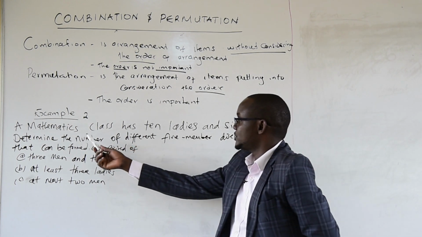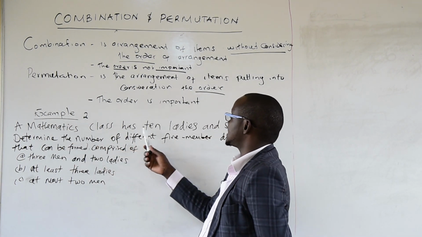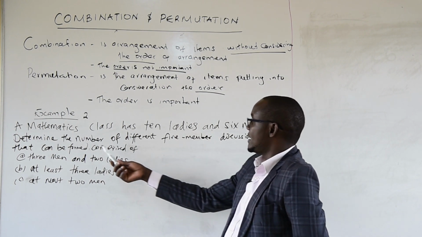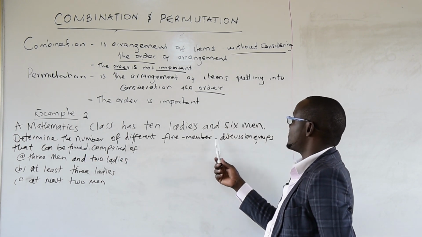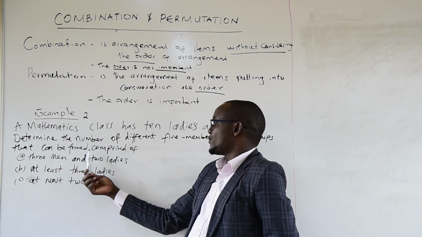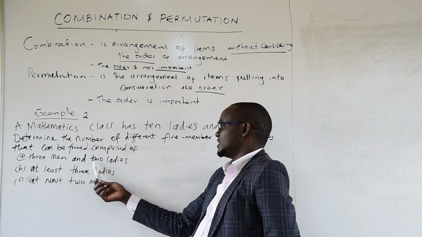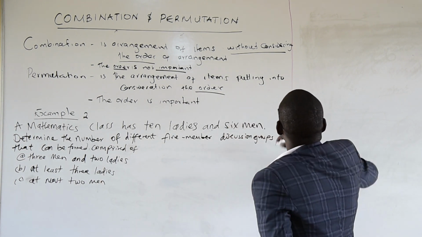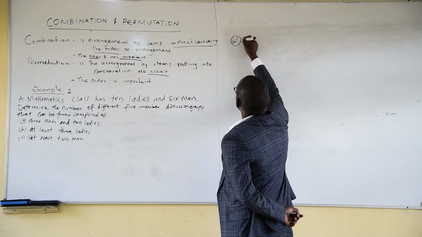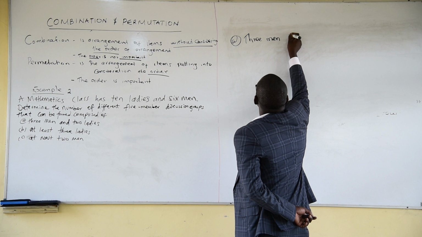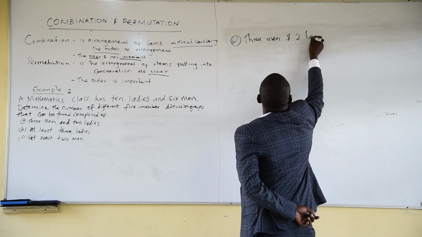Let's do this one. We are told that a mathematics class has 10 ladies and 6 men. Determine the number of different 5-member discussion groups that can be formed to comprise of 3 men and 2 ladies. 3 men and 2 ladies. So I'll start here to do 3 men and 2 ladies.